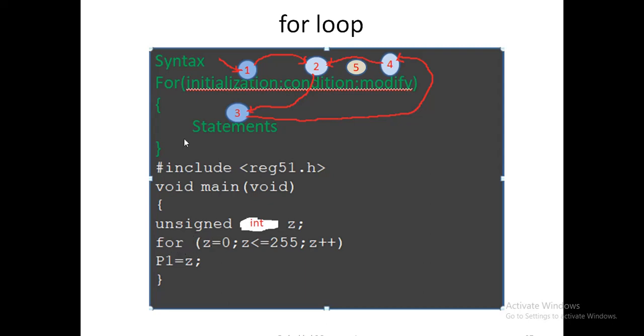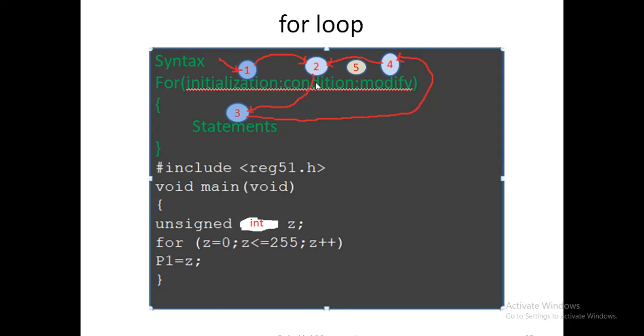Next, the for loop. This is the syntax of the for loop. It is a small f; I mistakenly typed a capital F. The first part is the initialization, semicolon, condition, semicolon, modify. In the curly braces I write the executable statements. First it has to be initialized, that is z equals 0.